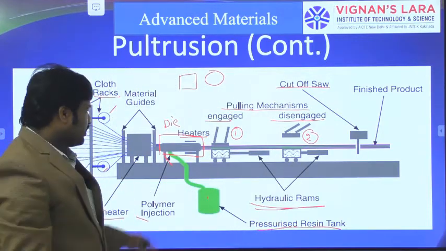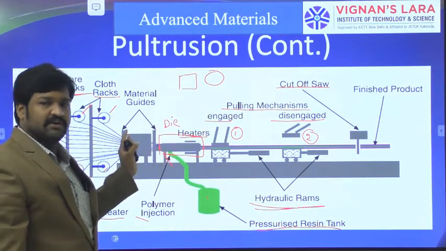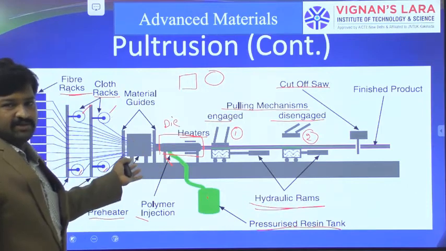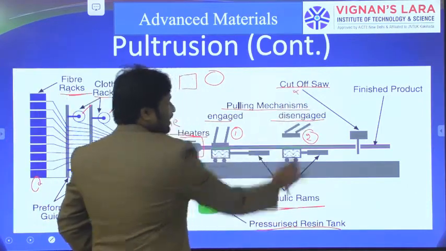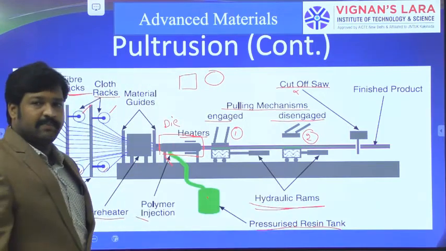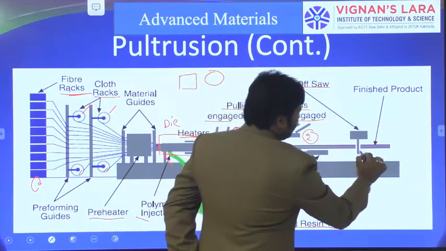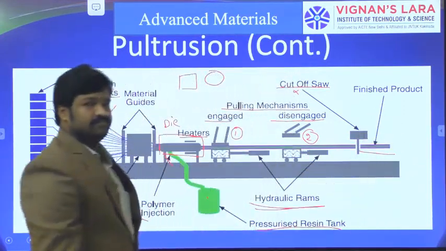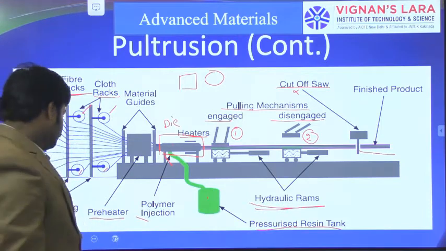These machines are used to produce continuous cross sections over a length. It means over kilometers of length it can produce, but it depends upon the application. By means of this cutoff saw, we cut the cross section depending upon our required length. So finally, after cutting, we get a finished component. This is our pultrusion process. Now we will watch a video.